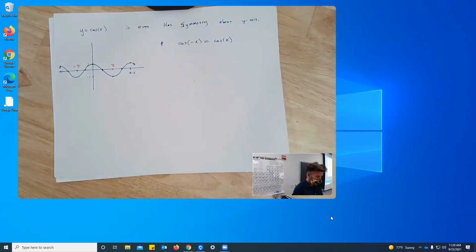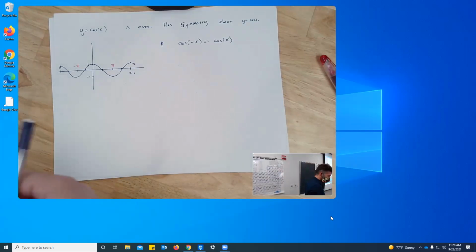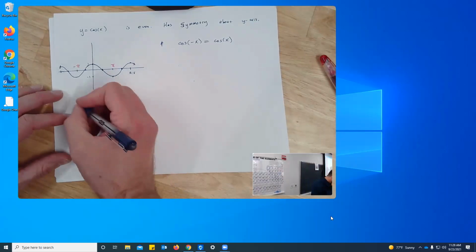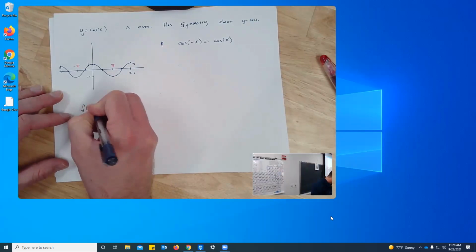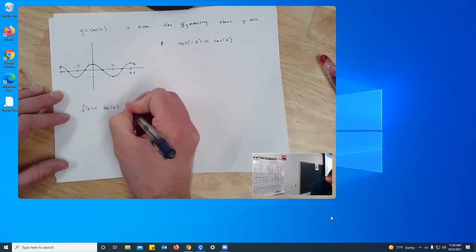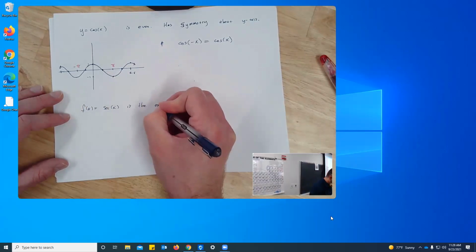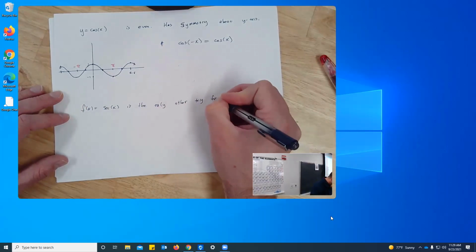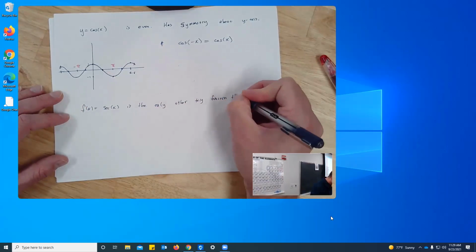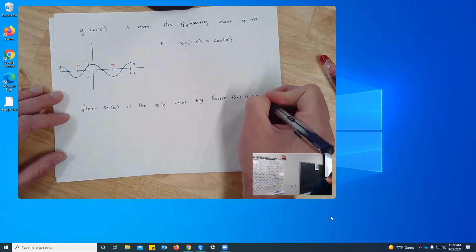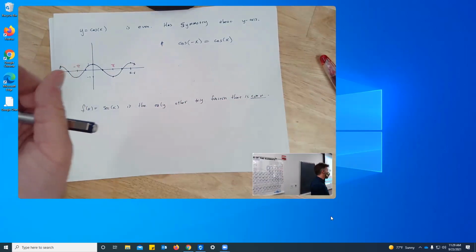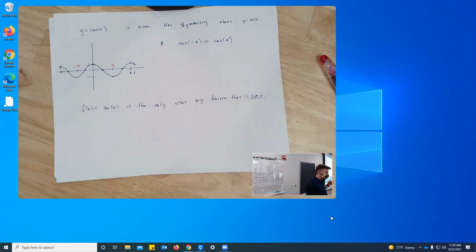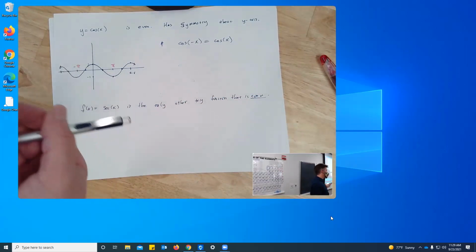And then every other trig function also has some sort of symmetry. Secant is the only other trig function that is even. Meaning the other four are all odd. Sine, cosecant, its reciprocal, tangent and cotangent, its reciprocal, are all odd.